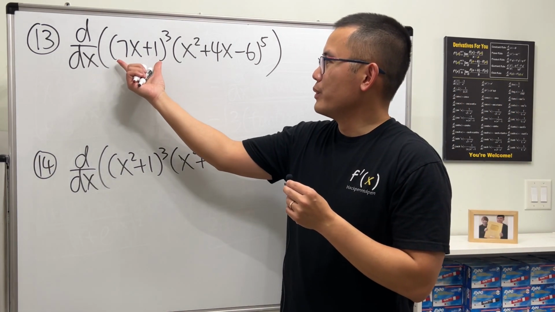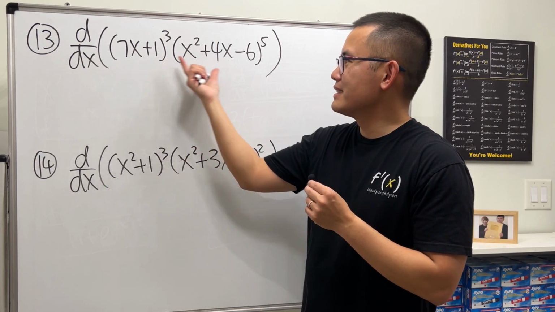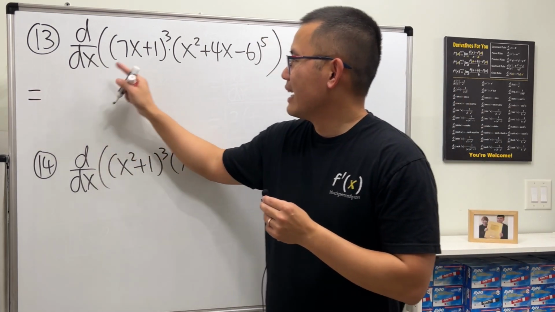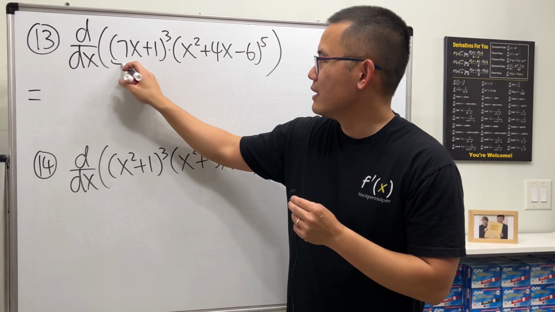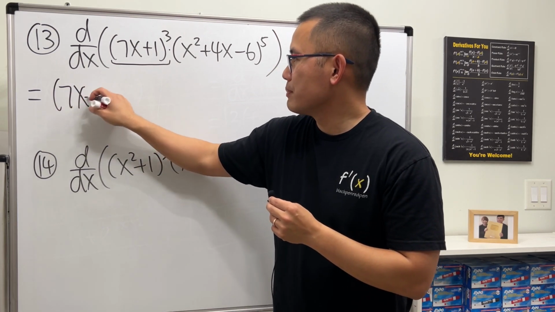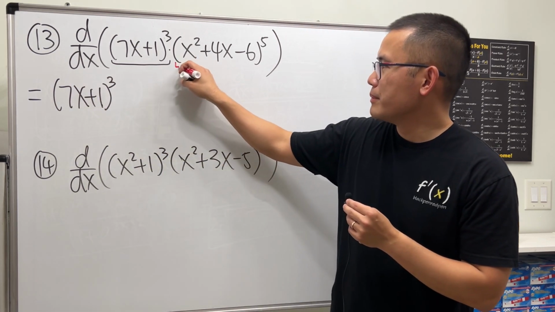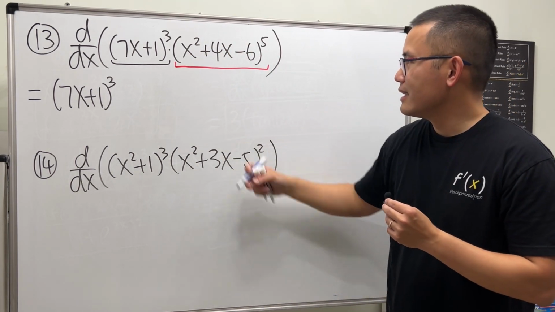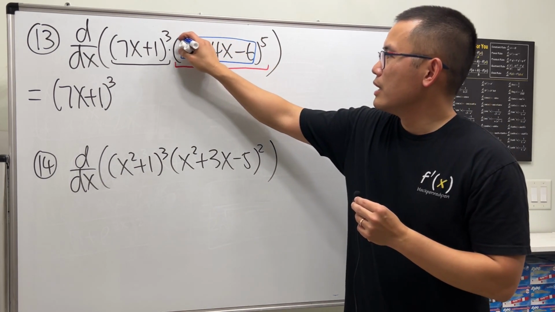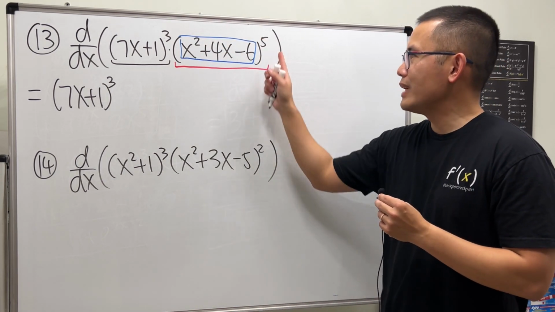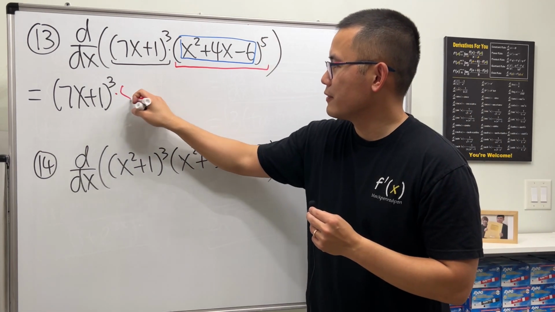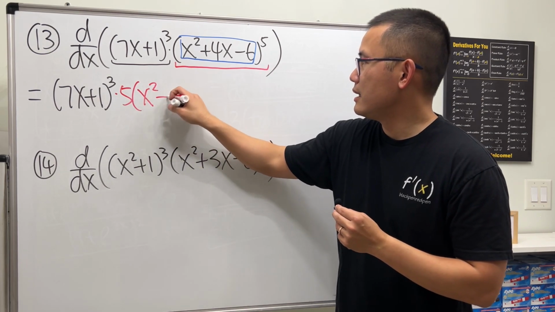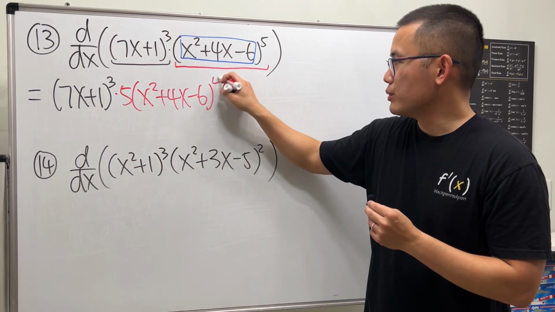But anyways, though, we look at this one, right? Number 13, we have this times that. So we will need to use the product rule, all right? I'm going to first keep the first function here. So we have 7x plus 1 to the third power, and then I'm going to do the derivative right here. So we have a box, this inner part raised to the fifth power. So first we have to bring the power to the front, so multiply the 5 here, and then minus 1 to the power, and the inside stays the same, and that will be to the fourth power.